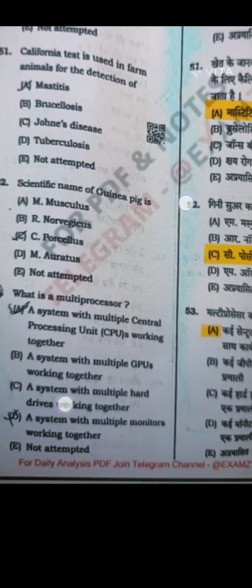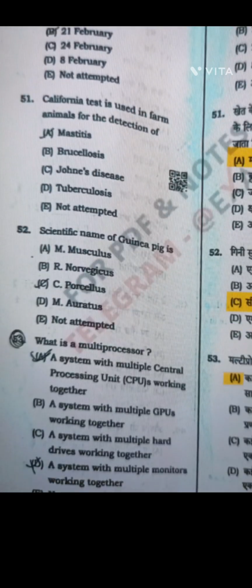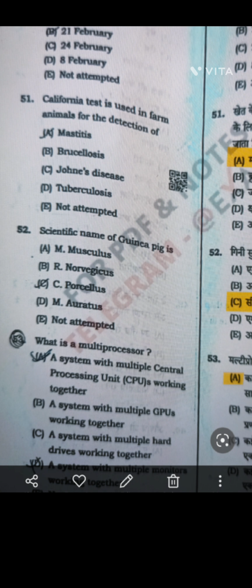What is a multiprocessor? A system with multiple central processing units working together.